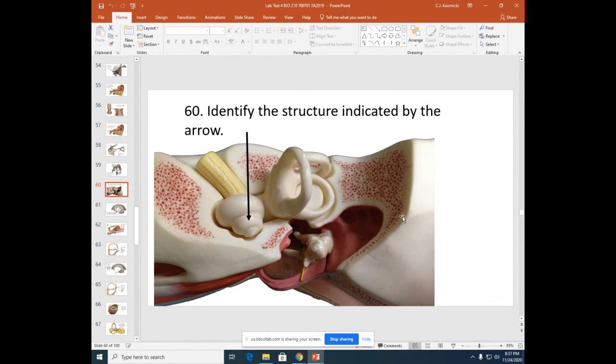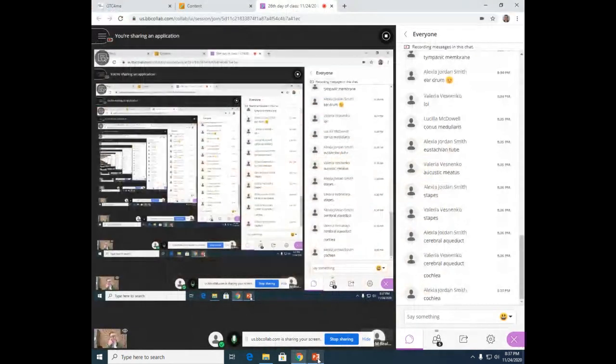All right, last part. This one's easy. This is our snail shell. The organ for our hearing. What do we say? That is the cochlea.